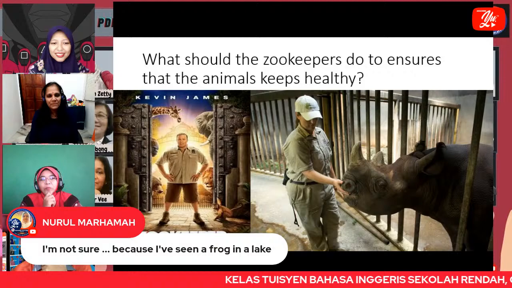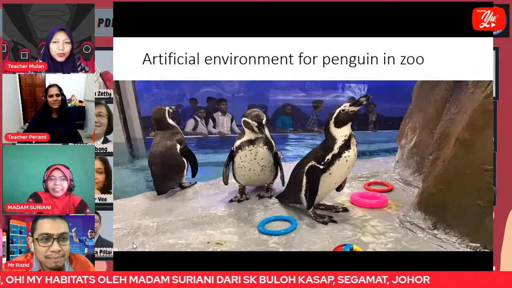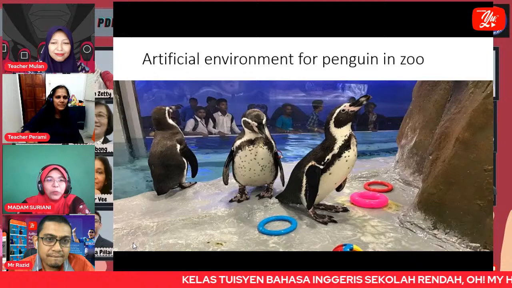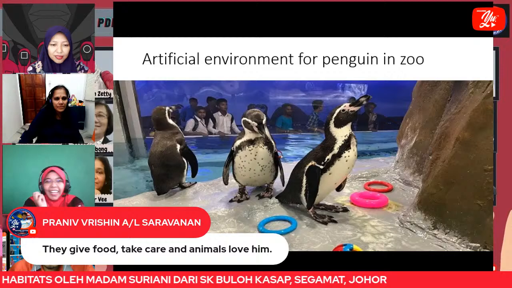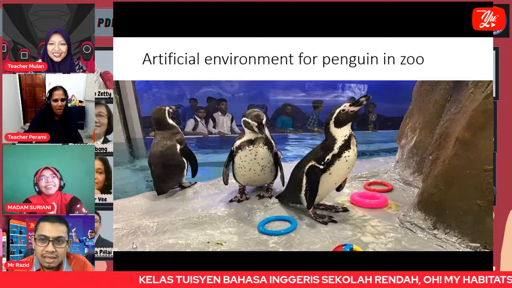Maybe give healthy food? Make sure it's clean. Yes, of course. So, what about the penguin in the zoo? They are far away from their Arctic home. So in the zoo, there is an artificial environment for them. The zookeepers give food and take care of the animals. Feed them healthy food. Good answer.